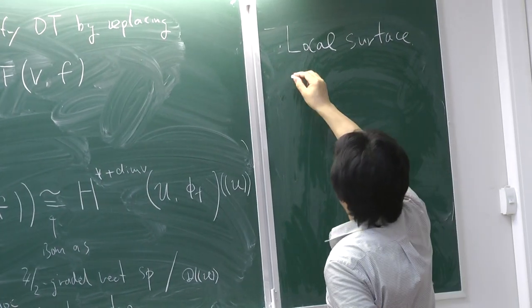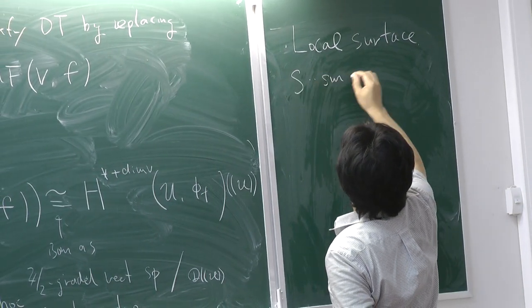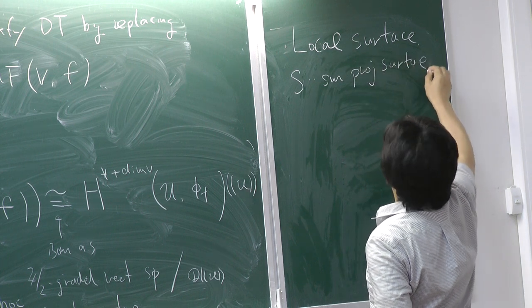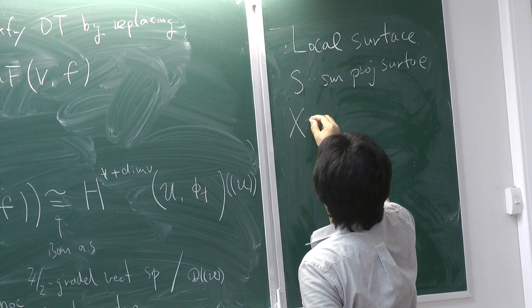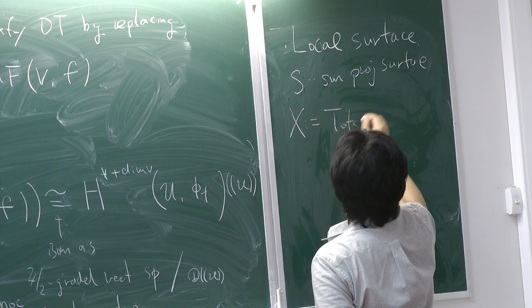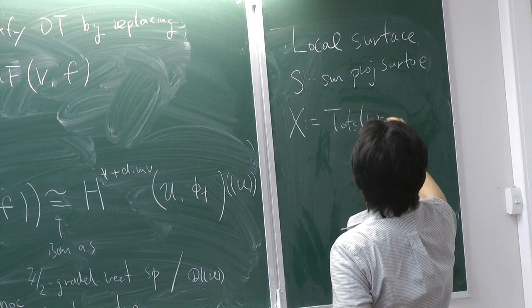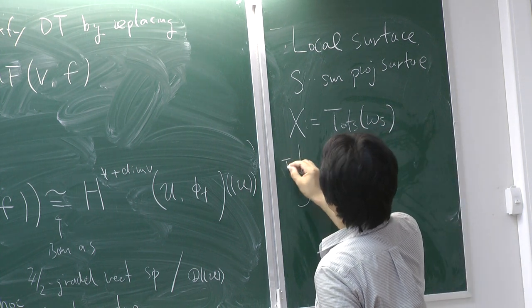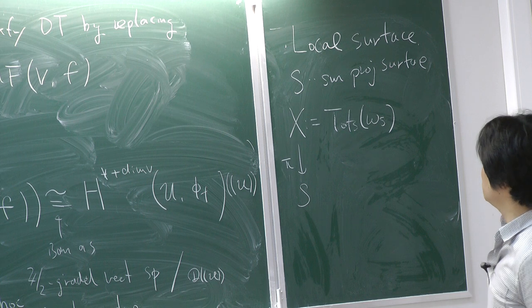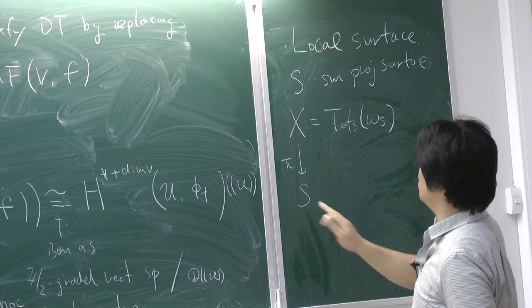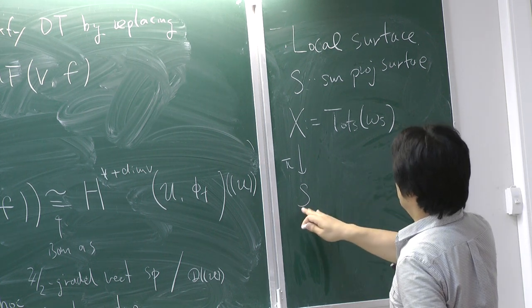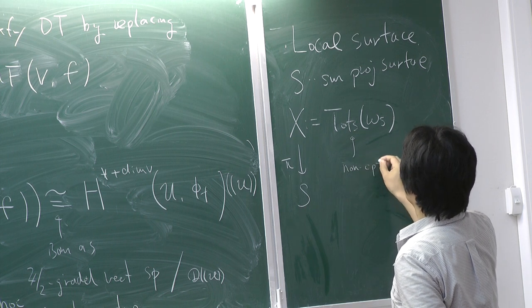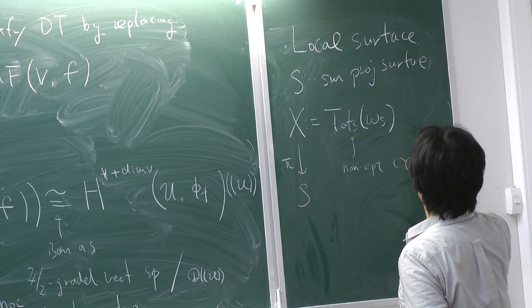So let S be a smooth projective surface, and X is given by the total space of the canonical line bundle on S. So it projects to S. This is the total space of a line bundle on the surface S, and this is a non-compact Calabi-Yau three-fold.